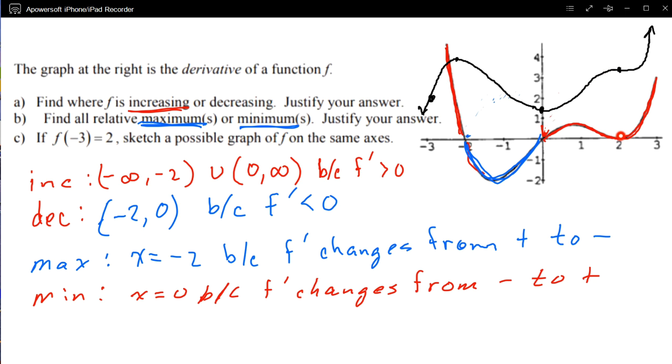When x is 2, we have a horizontal tangent, so our derivative is 0, but then our function is increasing again to the right of that.